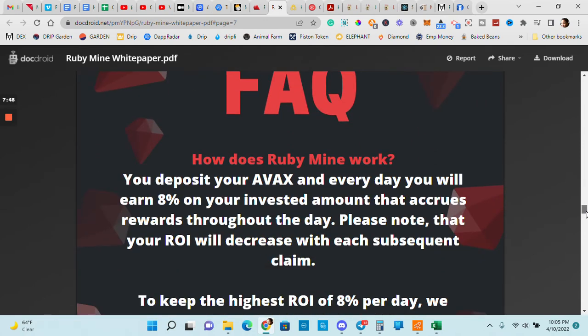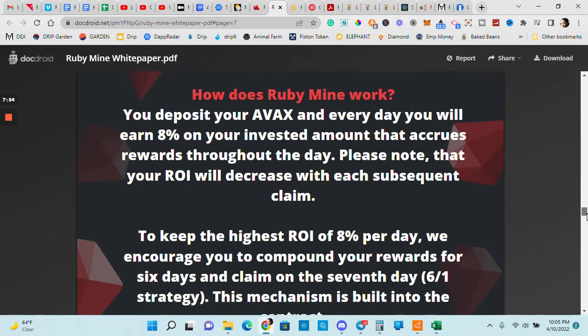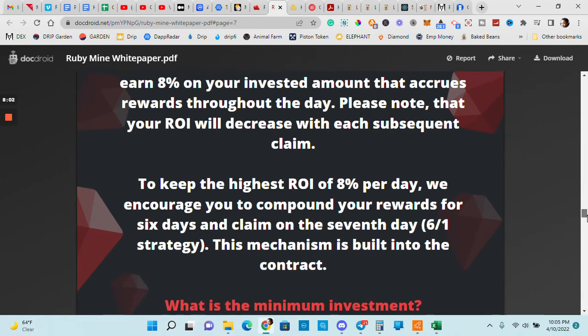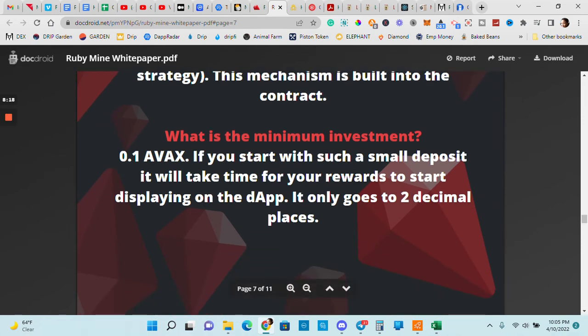FAQs, how does Ruby Mine work? You deposit your AVAX and every day you'll earn 8% of your invested amount that accrues rewards throughout the day. Please note that your ROI will decrease with each subsequent claim. So that's why the 6-to-1 is very important. To keep the highest ROI of 8% per day, we encourage you to compound your rewards for 6 days and claim on the 7th day, the 6-to-1 strategy. This mechanism is built into the contract. What is the minimum investment? 0.1 AVAX. If you start with such a small deposit, it will take time for your rewards to start displaying on your DApp. It only goes to 2 decimal places.